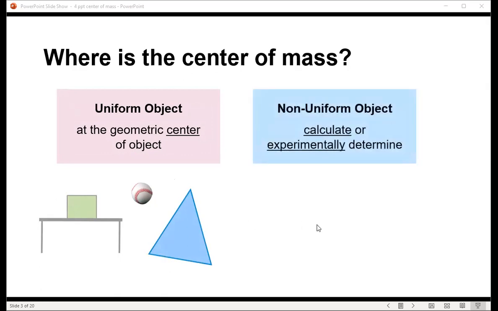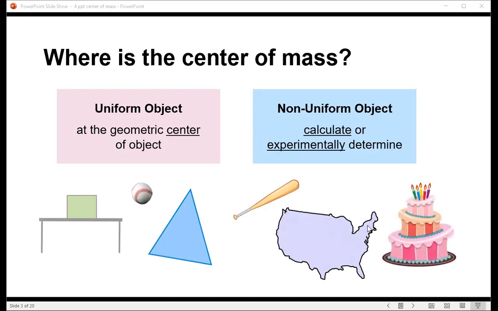But if I have something that's not symmetrical, then I either have to calculate the location of the center of mass, or I can sometimes experimentally determine it even faster. So for example, a baseball bat, where's the center of mass? The United States, where would the center of mass be? What about a birthday cake? So let's look at experimentally determining the center of mass.